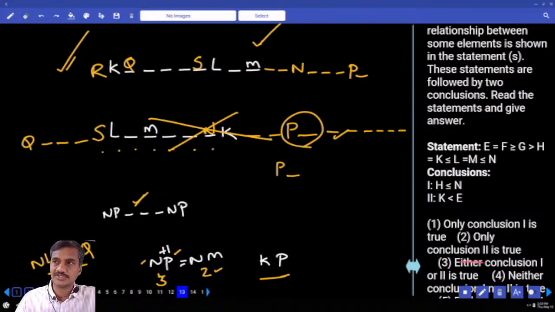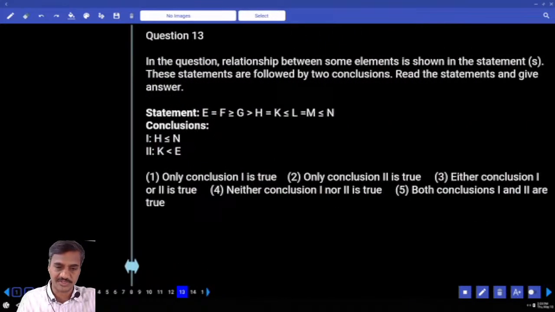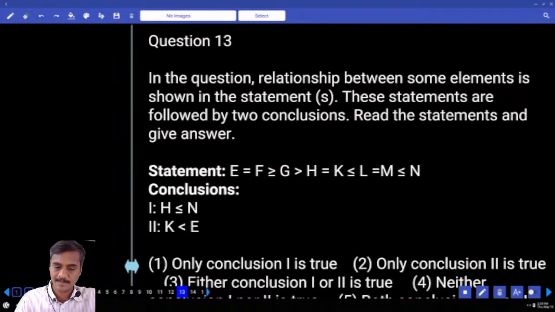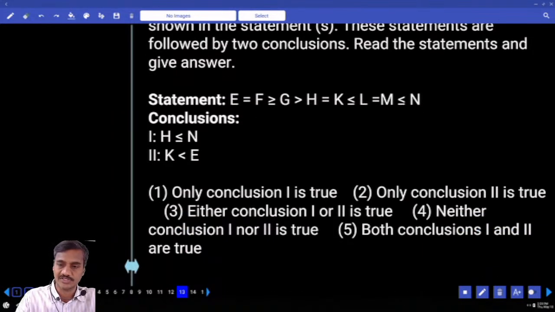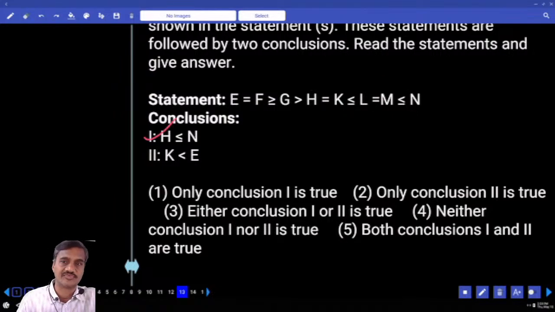The relation between H and N, if you observe here. Now what is the symbol that is common between these two? Between H and N, H is here, N is here. Forget about the symbol equals to, which symbol is common? Lesser than or equal. Hence H is lesser than or equal to N definitely.